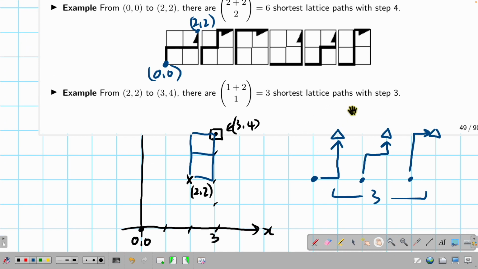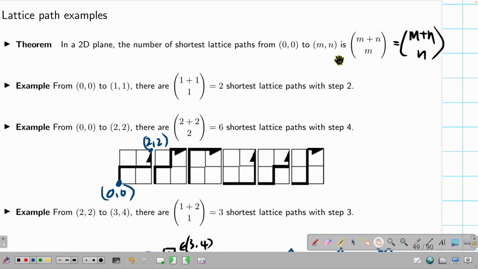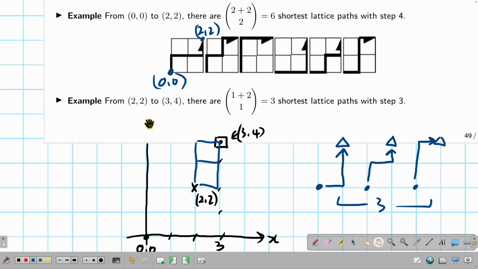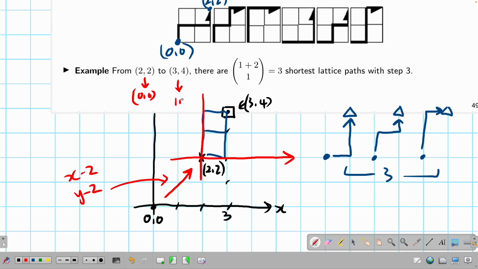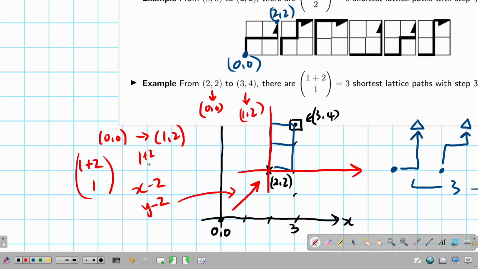How do you make use of the formula? The formula is saying that from 0,0 to m,n, you have this formula. But now we are not starting from 0,0. So what you can do is change the coordinate. Instead of using this black one as the coordinate, why can't we use this red one? I'm just shifting the coordinate to here, so x minus 2, y minus 2. If I change everything by minus 2, this becomes 0,0 and this becomes 1,2. So now I'm asking, what's the number of lattice paths from 0,0 to 1,2? 1 plus 2 choose 1, or 1 plus 2 choose 2 because of symmetry, which is 3. That's it. 3 ways.